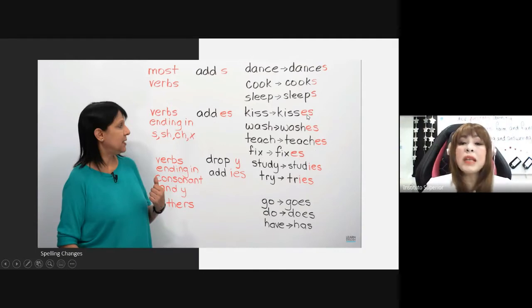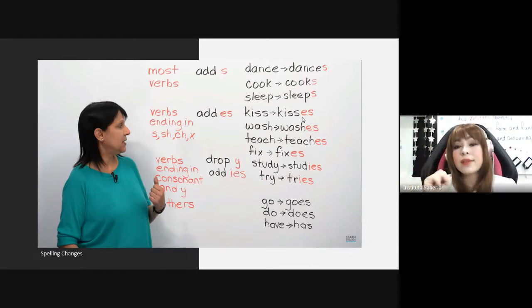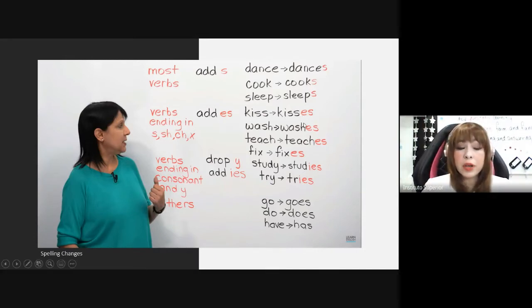Why do we need an extra vowel here? This is a pronunciation fix. Because it is difficult to pronounce kiss with just an S, you say kisses. You add an extra syllable to the word.